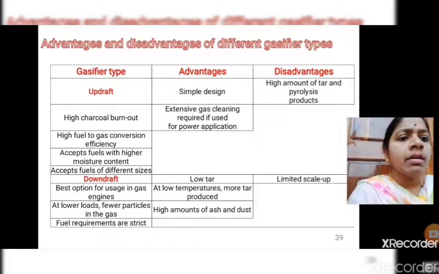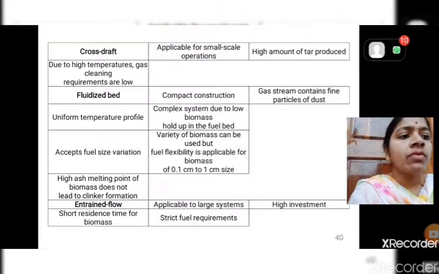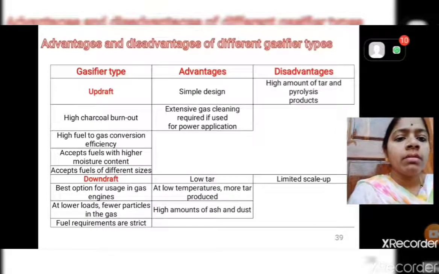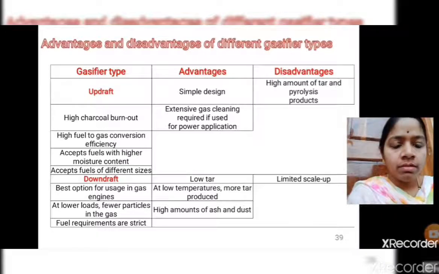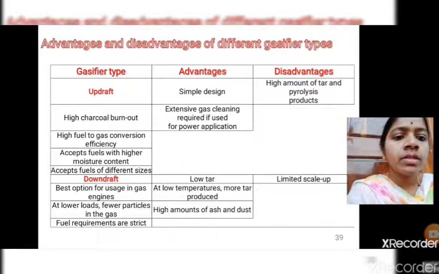Why? Because the gas goes from bottom to top, that means it passes through the gasification zone, oxidation zone and pyrolysis zone. In the pyrolysis zone we get the tar, which comes along with the gas, so the tar will be more in the case of the updraft gasifier gas, whereas the downdraft gasifier gas is the best option for use in gas engines. The gas engine adaptability is feasible with the downdraft gasifier, though at lower loads, particles in the gas and fuel requirements are very strict in nature.